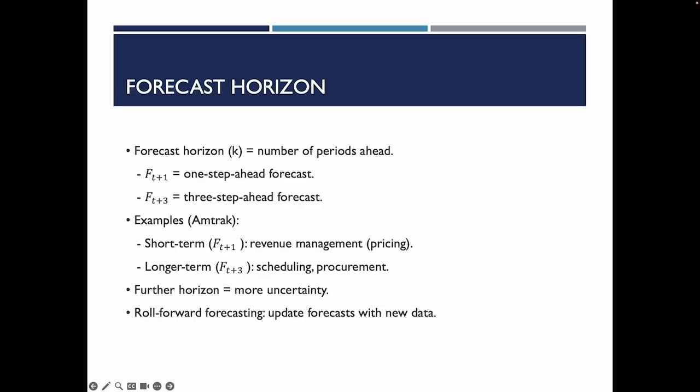The forecast horizon can be short-term or long-term. What is the horizon first? It's the number of periods ahead. So F t+1 is one step ahead. F t+3 is a 3-steps-ahead forecast. The example that we mentioned at the beginning and we're going to use in the future, Amtrak trains, maybe they're going to have a short term, which is 1 month ahead. So this is useful for revenue management, setting ticket prices, or other short-term forecasts.